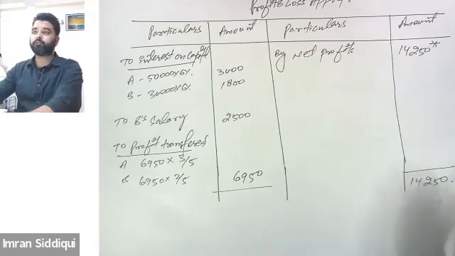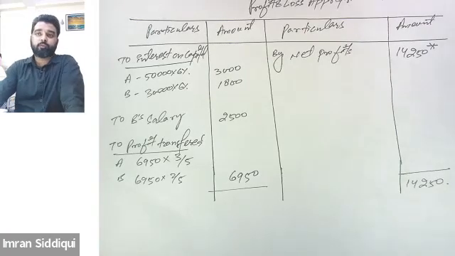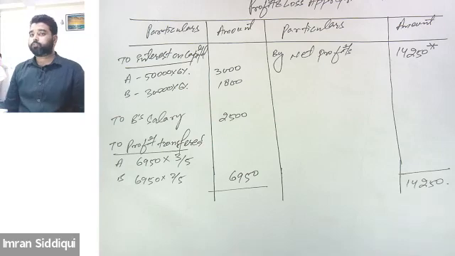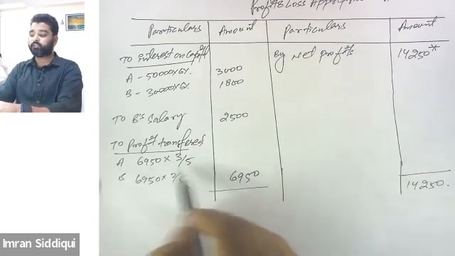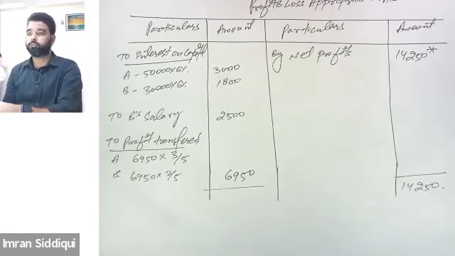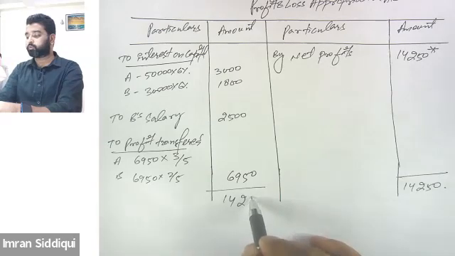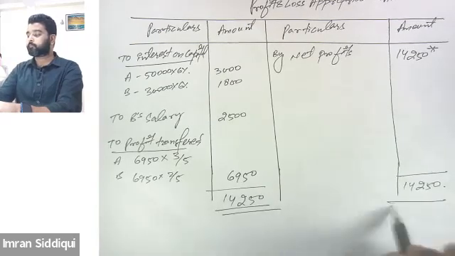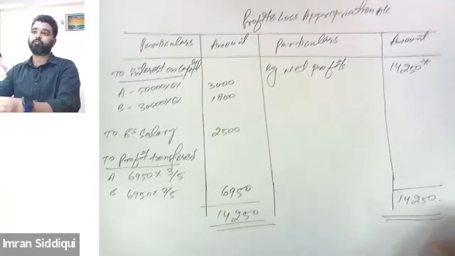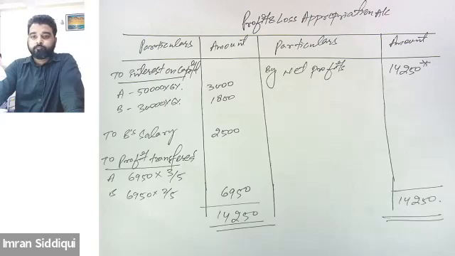Is that correct, everyone? Everyone is clear about this? Anyone having any doubt? Yes, sir. Okay. So all you need to do is just to calculate the 3/5 of the 6,950 and 2/5 of the 6,950. Done. Now we will tally both the sides. You should get 14,250 on both sides. This is how we will prepare P&L appropriation. Note it down, everyone. Let me know when you are done.